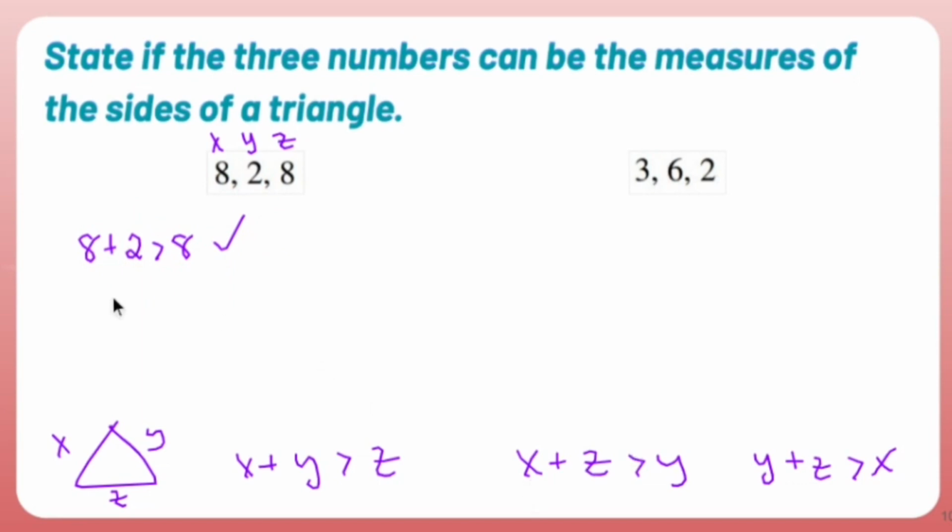X plus z is going to be 8 plus 8 has to be greater than y, which is 2. 18 is greater than 2. That checks out. And y plus z has to be greater than x, so 2 plus 8 has to be greater than 8. That checks out. So are these the three sides of a triangle? Yay.